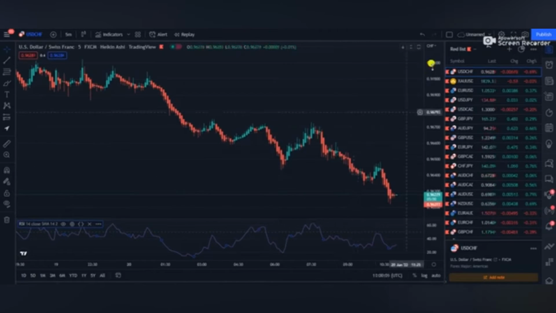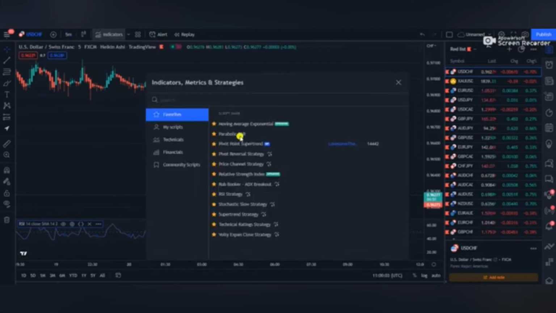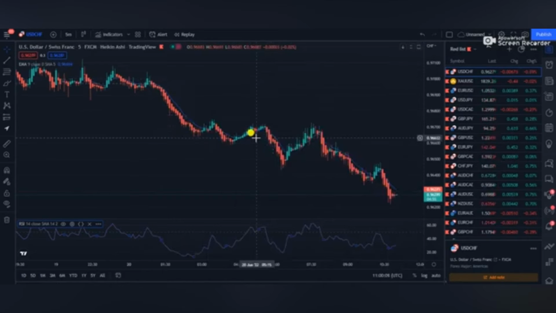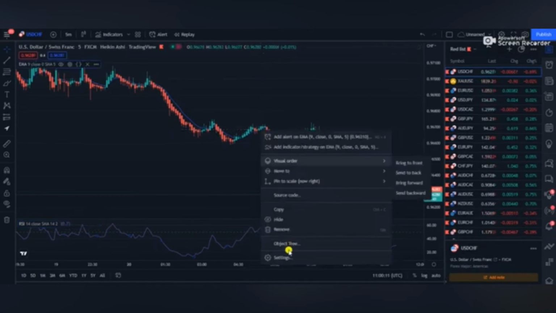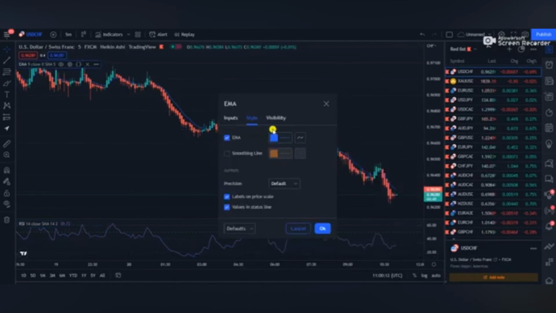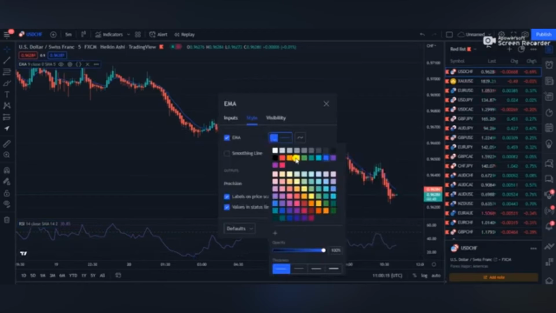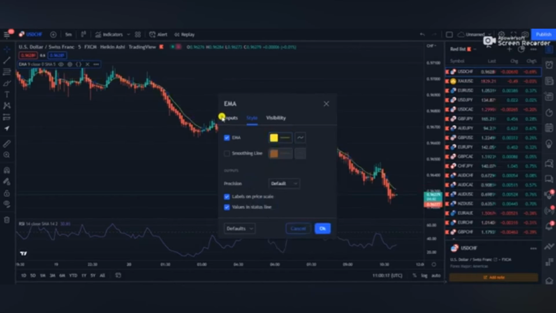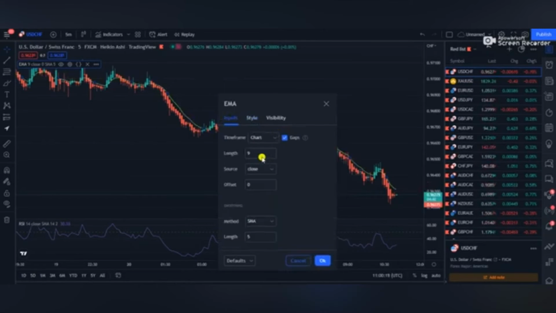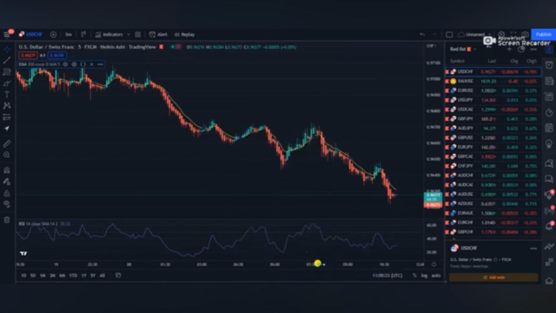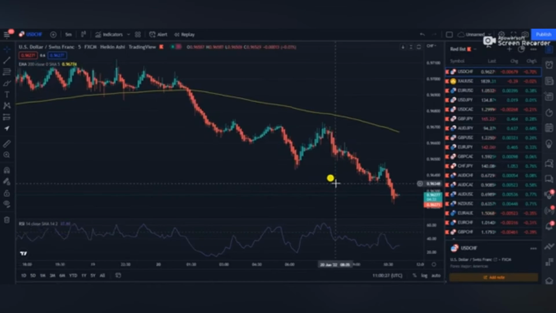Okay, now we will attach the second indicator, that is the Exponential Moving Average, right? Now we have to change its settings as well, because we want to change the EMA to yellow color, and then we will go to inputs, and you can see the length is 9. We will change the length to 200, right? Okay, now we have changed the length to 200. That is very reasonable for us, because in this way we can trade with the trend.